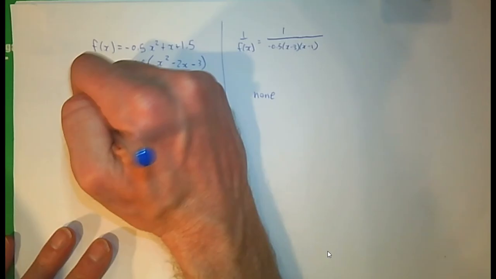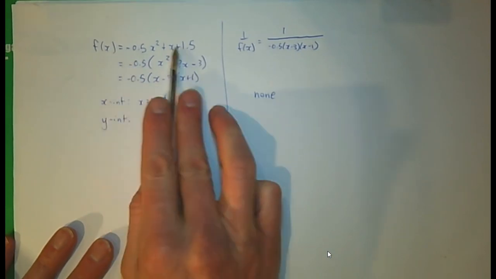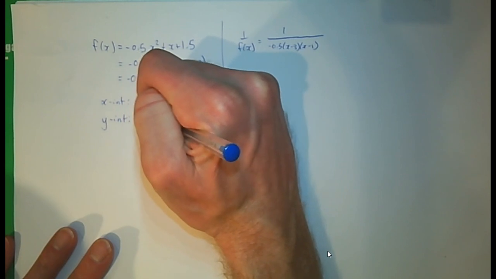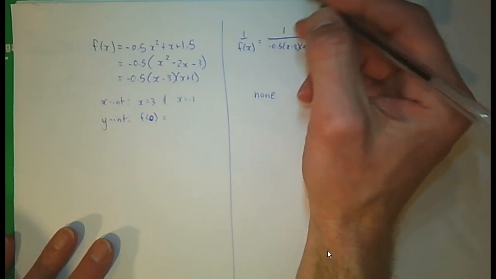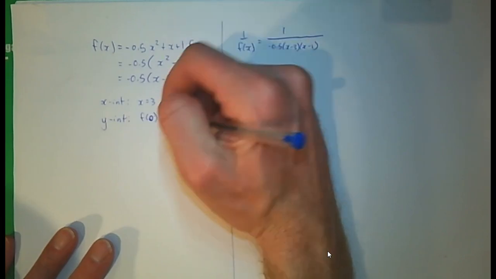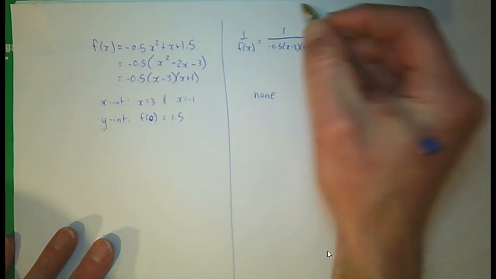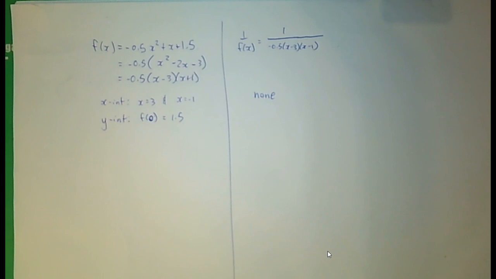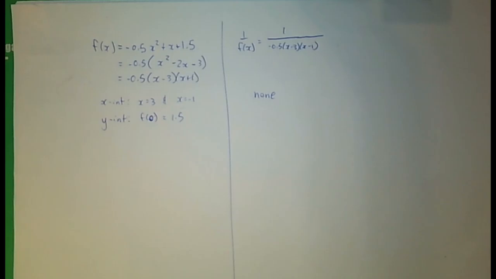For the y-intercepts, if we go back to the original function, they're always going to be at f(0). That turns into 0, that one turns into 0, leaving us with just 1.5. The y-intercept for the reciprocal is going to be 1 over 1.5. The nice thing about dealing with reciprocal functions is that once you know a y value, 1 over that y value is the equivalent point for the same x on the other graph.